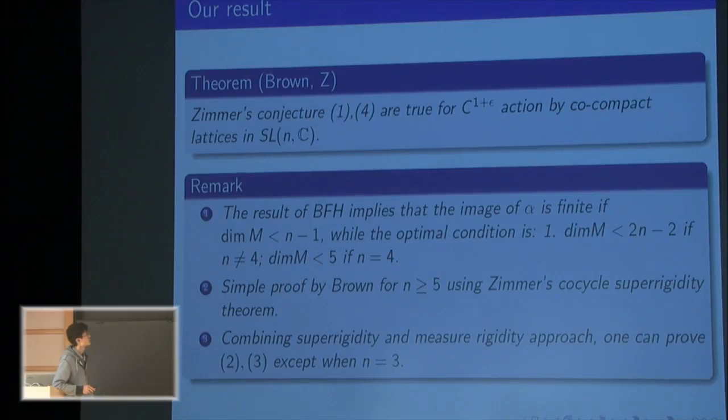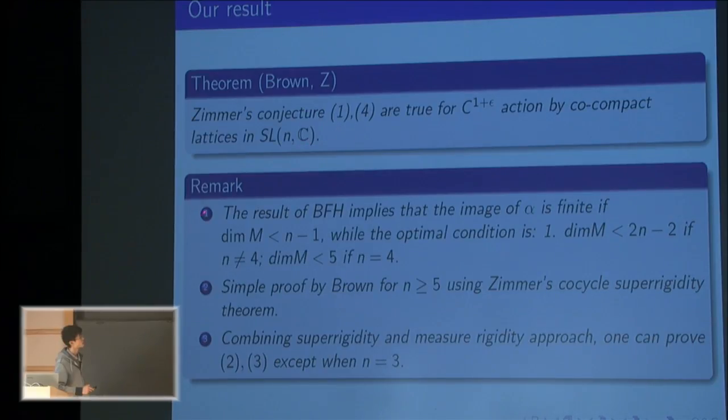Now we come to our results. We show that Zimmer's conjecture items 1 and 4 are true for C^{1+epsilon} actions by cocompact lattices in SL_n(C). Last Thursday, Aaron Brown told me that this result can also be deduced from his work in progress with Federico Rodriguez-Hertz and Zhiyuan Zhang on the classification at the critical dimension. Also, he wrote a note and told this to some other people, but it didn't reach me, so we ended up solving this independently.